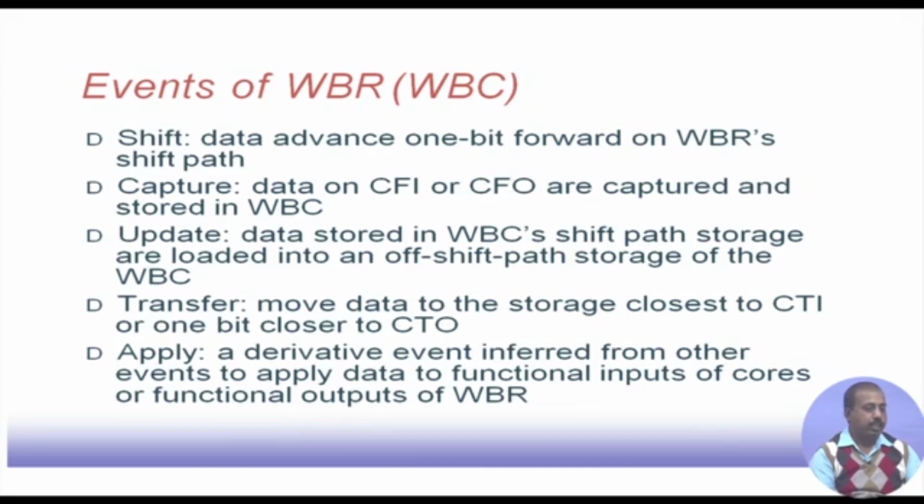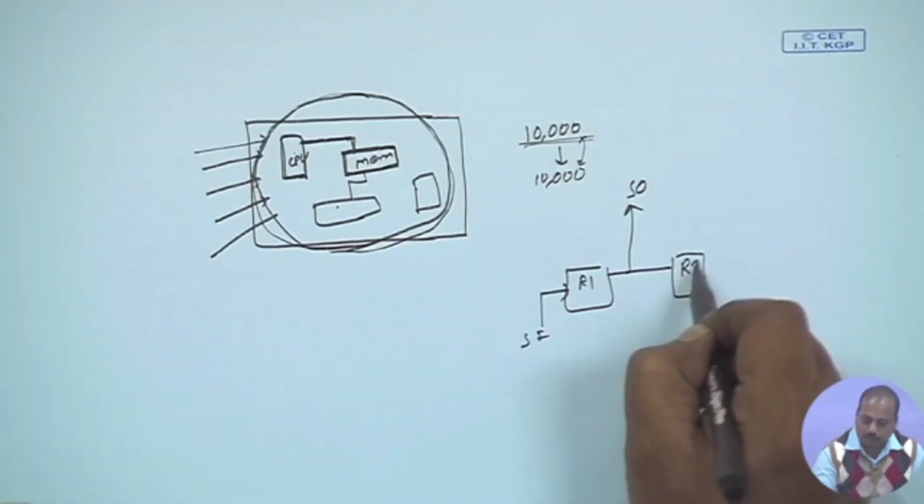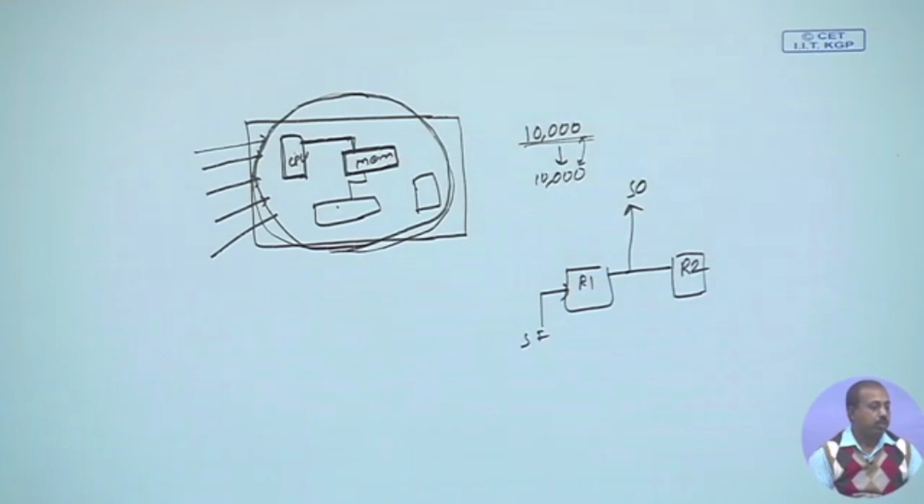Update: the data stored in the WBC's shift path storage are loaded onto an off shift path storage in the WBC. We have seen previously in these structures that there is one R1 register, the SI input comes here and the SO output goes from there, and there is also one R2 register to which the content may be stored. That is basically the update operation. The shift path consists of these R1 registers only. From the R1 register, it is loaded onto R2, which is not on the shift path, the off shift path storage of the WBC.